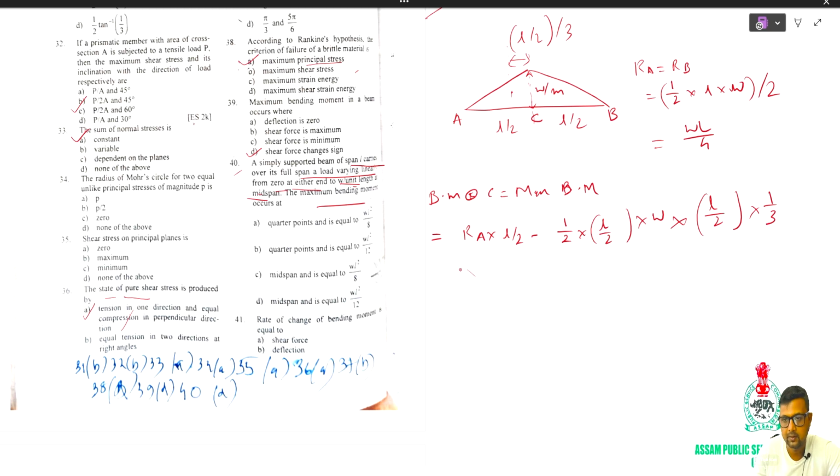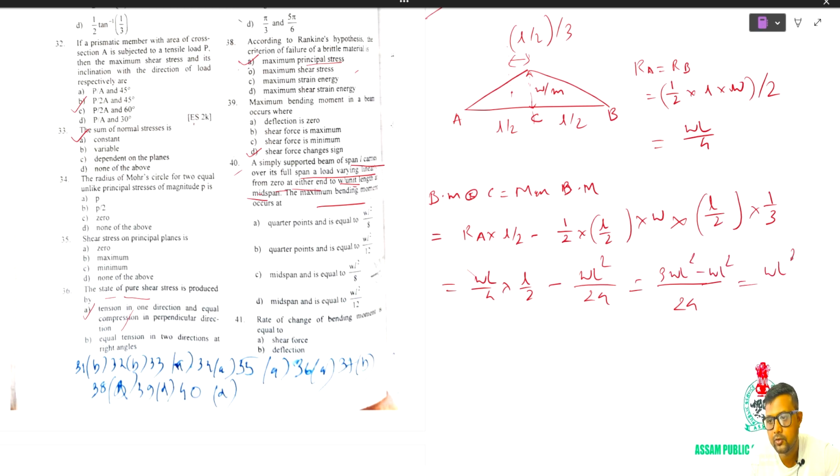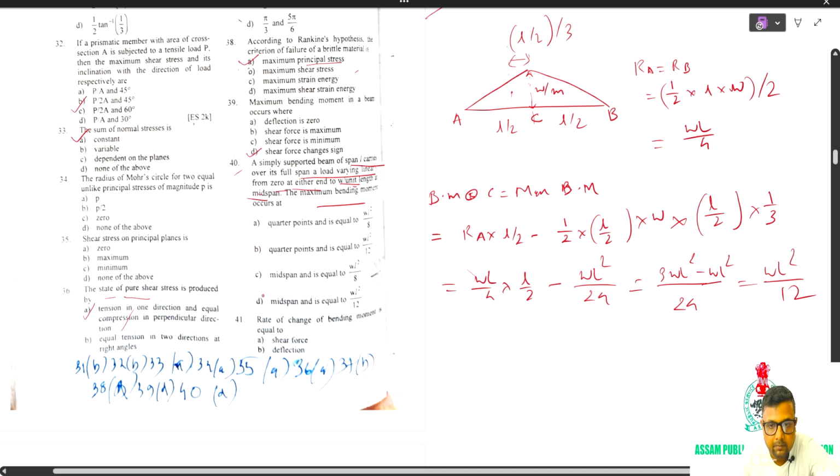Equal to WL by 4 into L by 2 minus WL square by 24, that is WL square by 8 minus WL square by 24. If I take 24 common, 3 WL square minus WL square, we get WL square by 12. So this is the answer, 40B. Midspan, not quarter, so at midspan it is equal to WL square by 12.